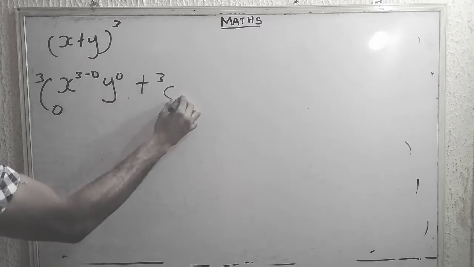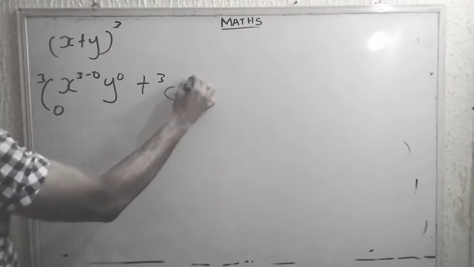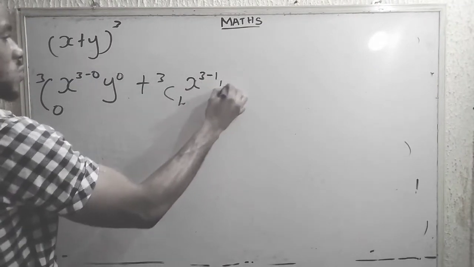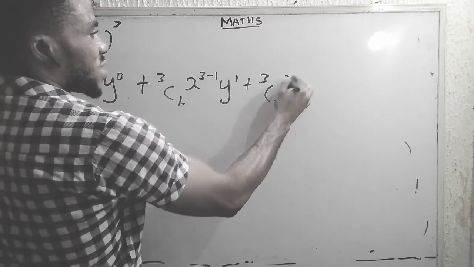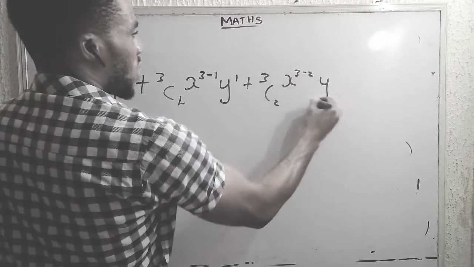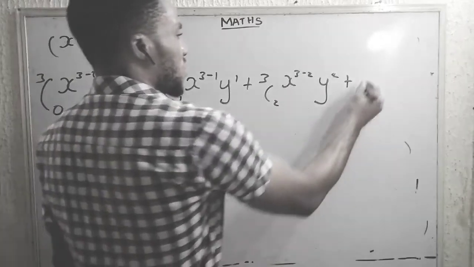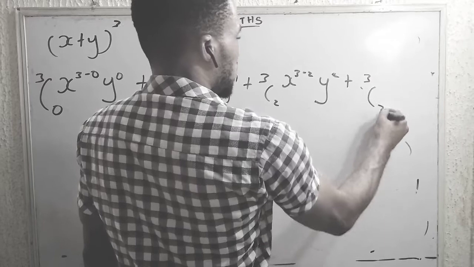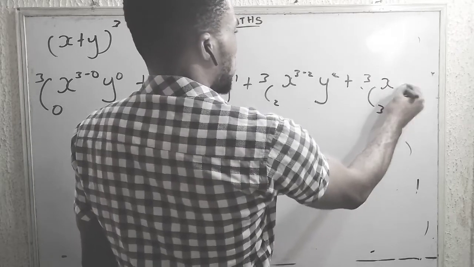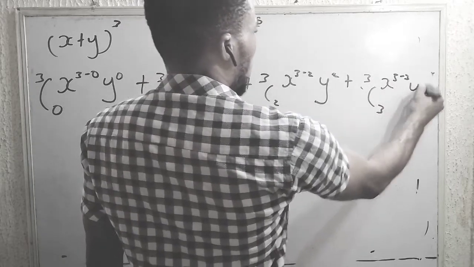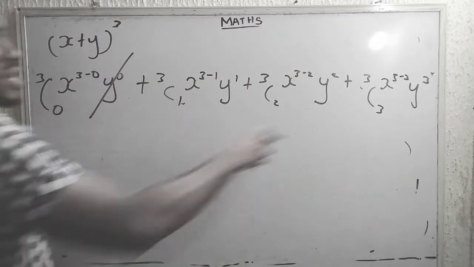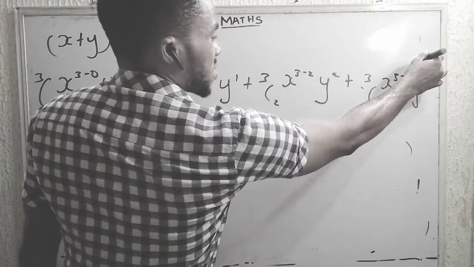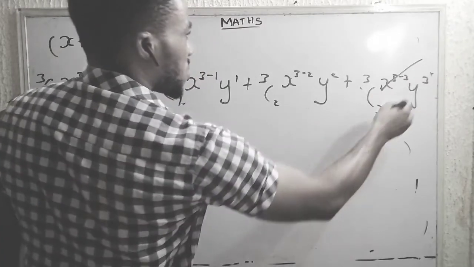Then I have 3 combination 1, x raised to power 3 minus 1, y raised to power 1, plus 3 combination 2, x raised to power 3 minus 2, y raised to power 2, plus 3 combination 3, x raised to power 3 minus 3, y raised to power 3. To simplify further, anything raised to power 0 is 1. 3 minus 3 is 0, that will equally go there.